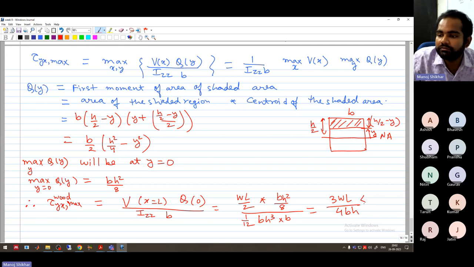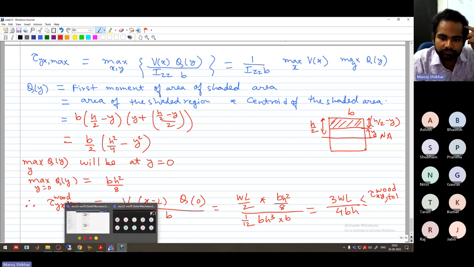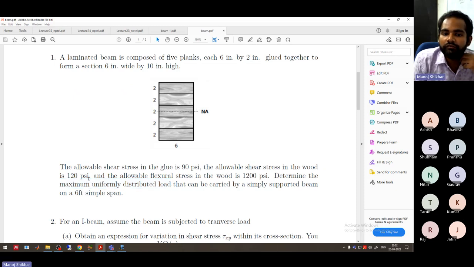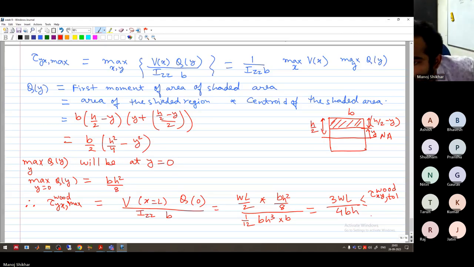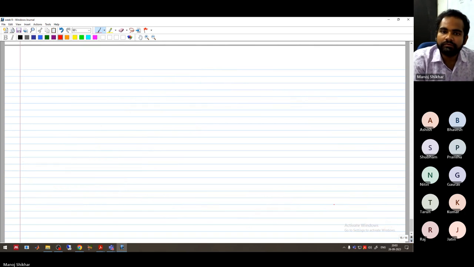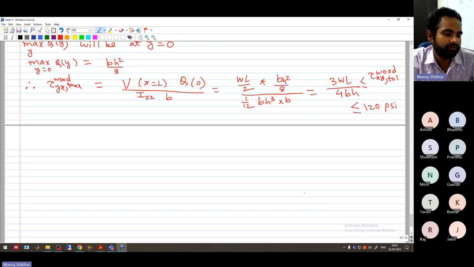And it should be less than or equal to the tau XY tolerance of wood. And this is given in the question. For wood, it is 120 psi. So this is less than or equal to 120 psi.